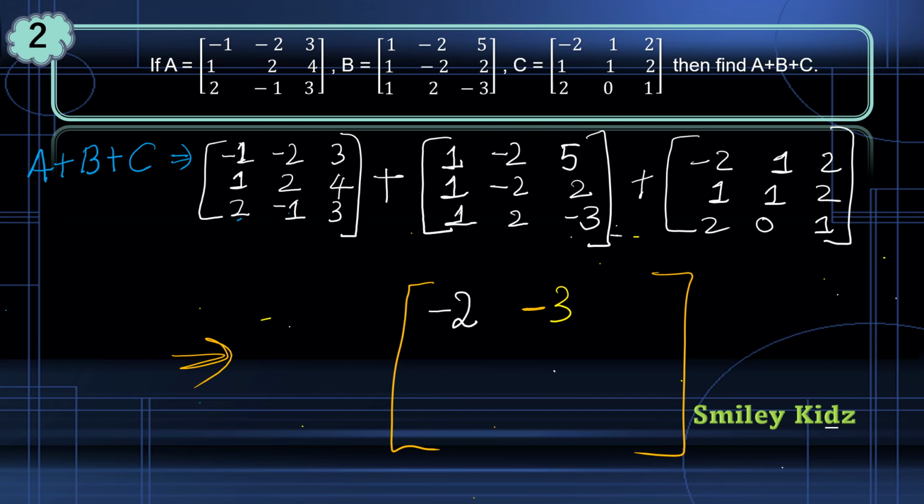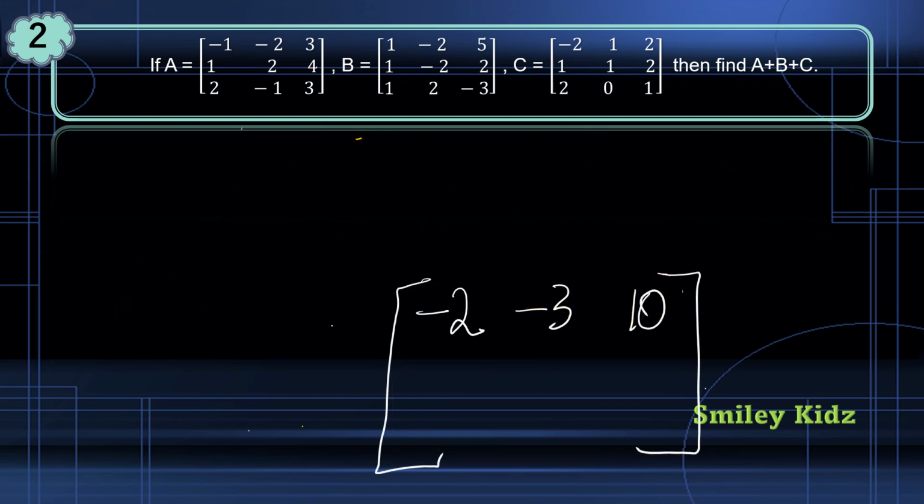So let's erase this. Now the third elements are 3 plus 5 plus 2, which is equal to 10, isn't it? So our third element is 10. In this way, we fill the first row. Moving ahead, we're going to fill second row and third row.